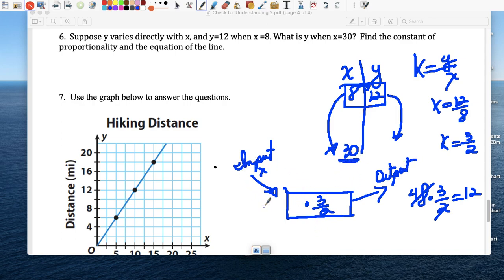So what's coming in this time? Well, the number that's coming in is 30. If you put 30 in this machine, in this box, every x value that comes in is going to be multiplied by 3 over 2, and then you're going to get your output. So 30 times 3 over 2 is, what is that, 45? Sorry, yeah, 45. All right, so when x is 30, y is 45.